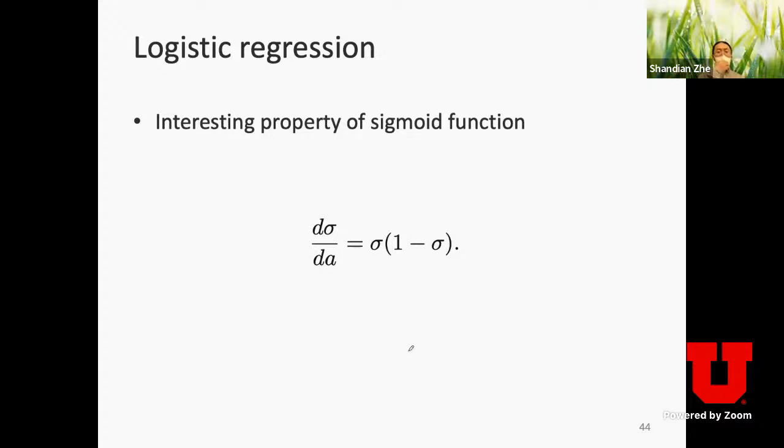There's one interesting property of the sigmoid function. That is, if you take the derivative of the sigmoid function with respect to the input, it is sigmoid times 1 minus sigmoid. That's a very useful and very nice property. You can double check that. It's very easy to verify this.